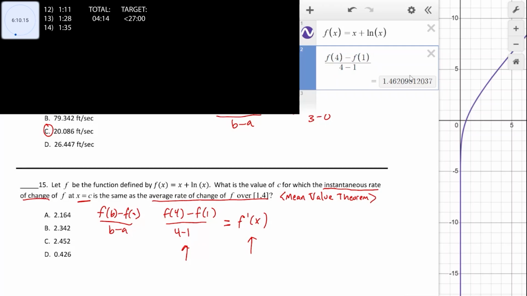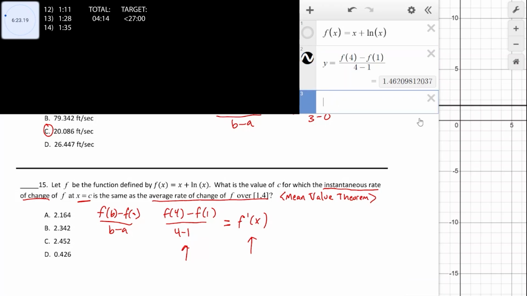This is a constant value, so we're going to create an equation, y equals that. Notice it graphs this horizontal line. We don't need this graph anymore. What we're looking for is where f prime intersects with that function. So if we have y equals f prime of x, you see it's graphed here in red. There is a point of intersection right here at 2.164.